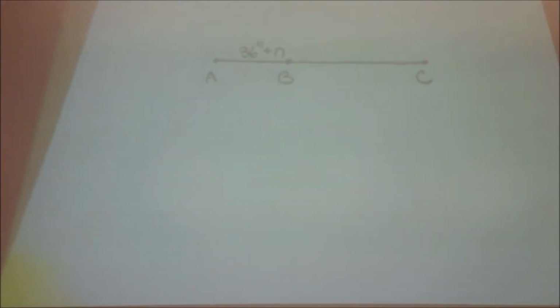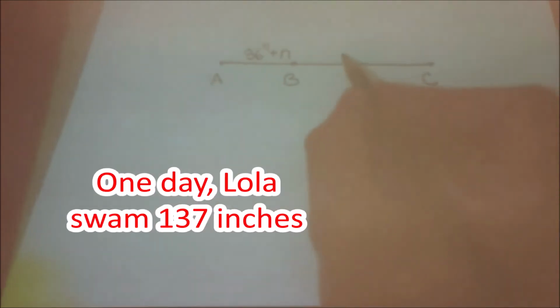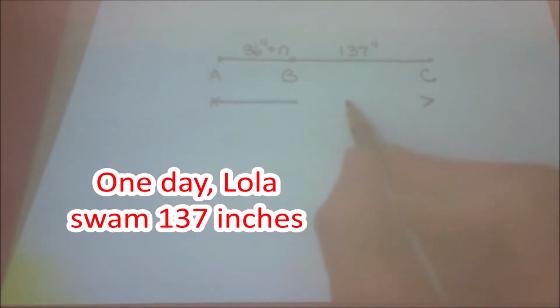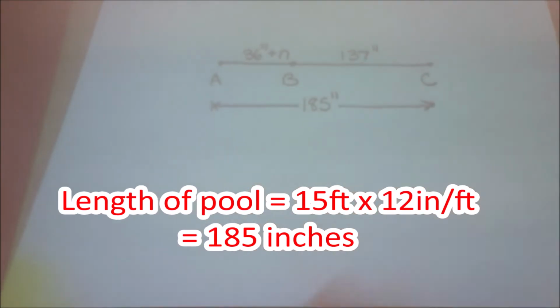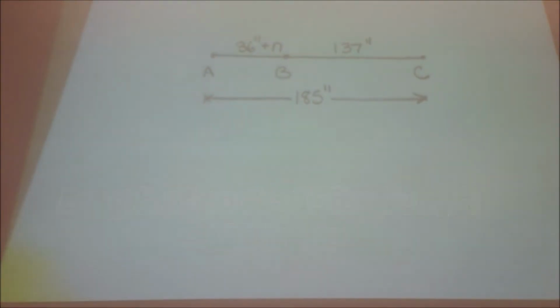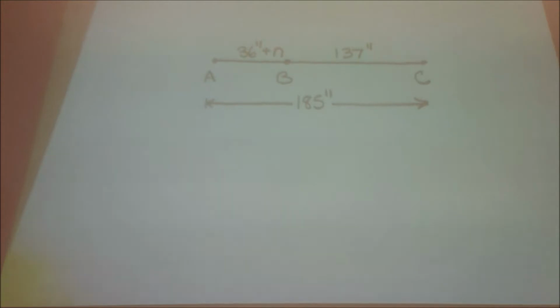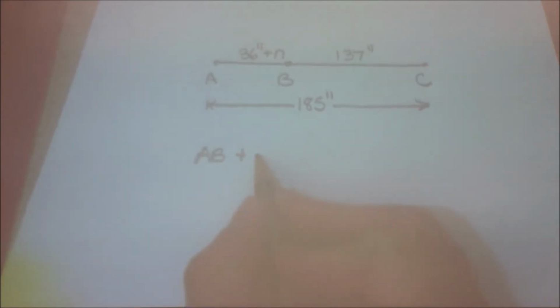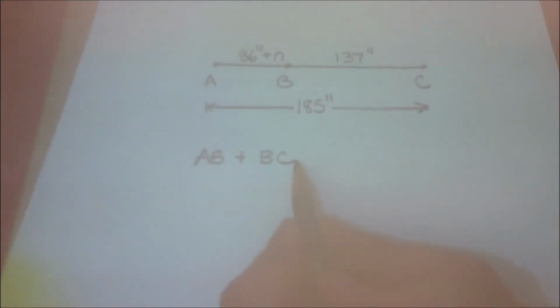Let's say I knew that Lola swam 137 inches. And I know the length of the pool is 185 inches. I knew that because the pool is 15 feet long. 15 times 12 is 185. So now let's use the segment addition postulate to set that up. The distance from A to B plus the distance from B to C equals the distance from A to C.